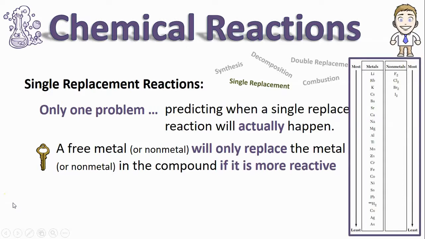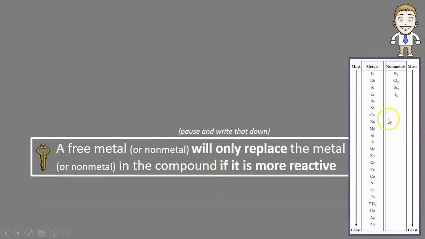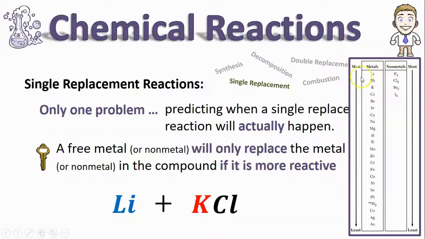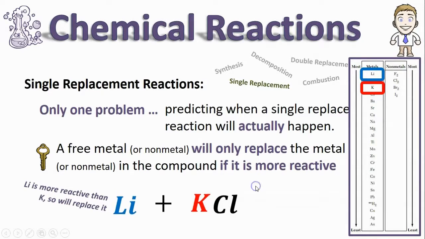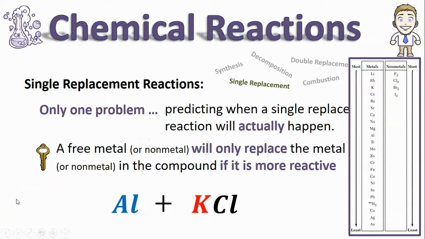And the way you tell if it is more reactive is simply by checking a reference list called an activity series or reactivity series that tells you which metals or nonmetals at the top are most reactive and which at the bottom are least reactive. So here, with lithium reacting with potassium chloride, simply find your two metals, Li and K. Lithium is more reactive than potassium. It's higher on the list, so they will replace each other. If, however, we mixed aluminum with potassium chloride, aluminum is less reactive than potassium, so that it will not replace and you won't get a reaction at all.